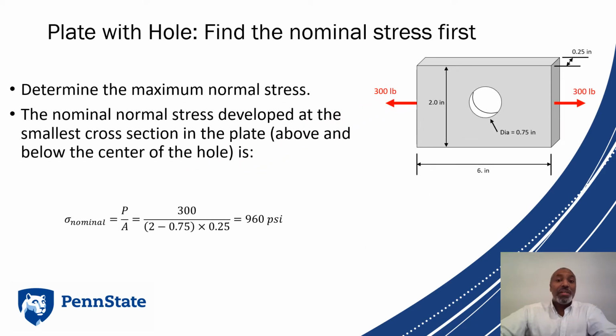First things first, let's find the nominal stress that would exist in the sections that we're dealing with. So how do we find this? The nominal stress developed at the smallest cross-section in the plate. So what does this mean? Well, we look above and below the center of the hole. We look at the material that's actually there.